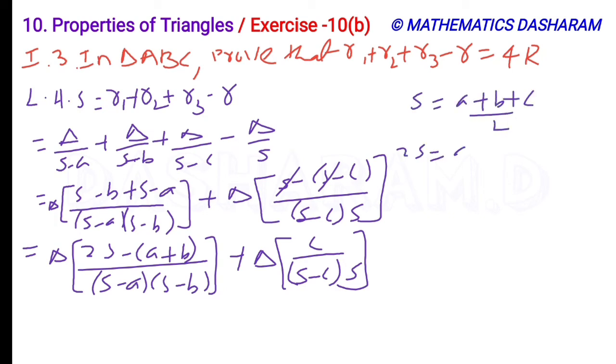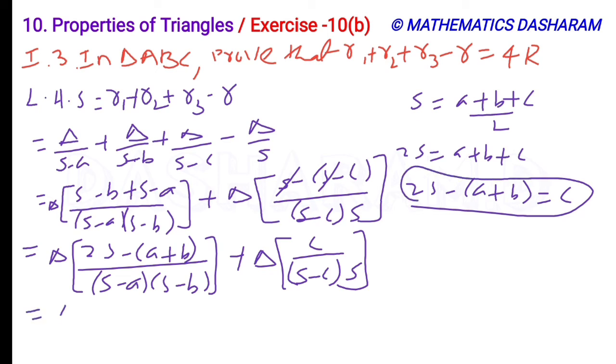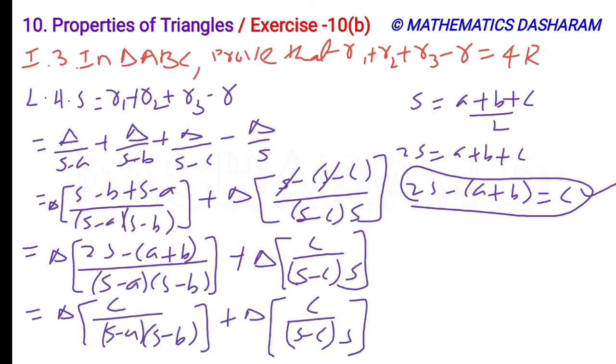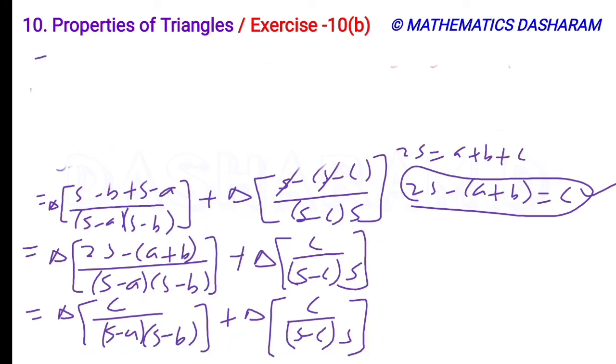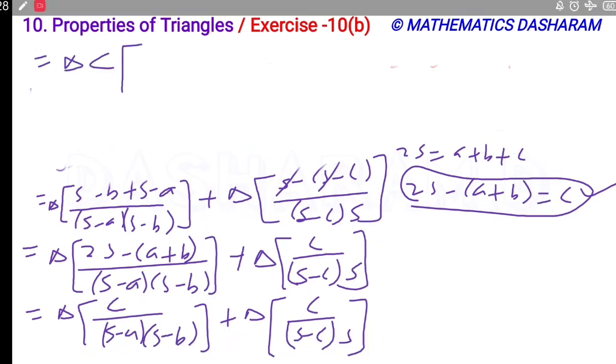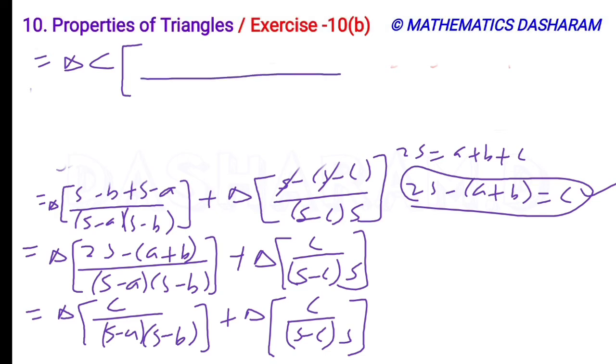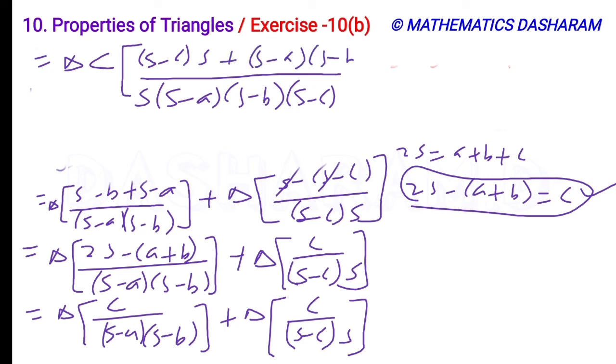From this 2S equals A plus B plus C and 2S minus bracket of A plus B equals C. So it is equals to delta bracket of, so at this place we can substitute the C. So C divided by S minus A into, so now it is equals to delta C. So here we can take the C also common, then overall S minus A into S minus B into, here S minus C. So then S minus C into S plus S minus A into S minus B.